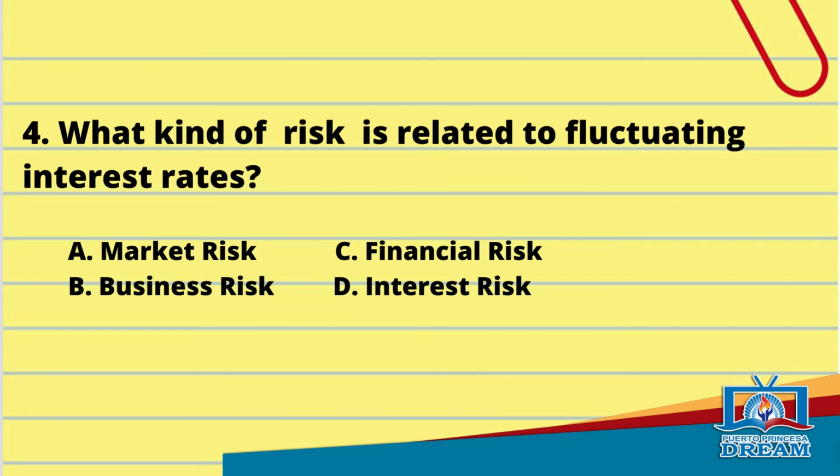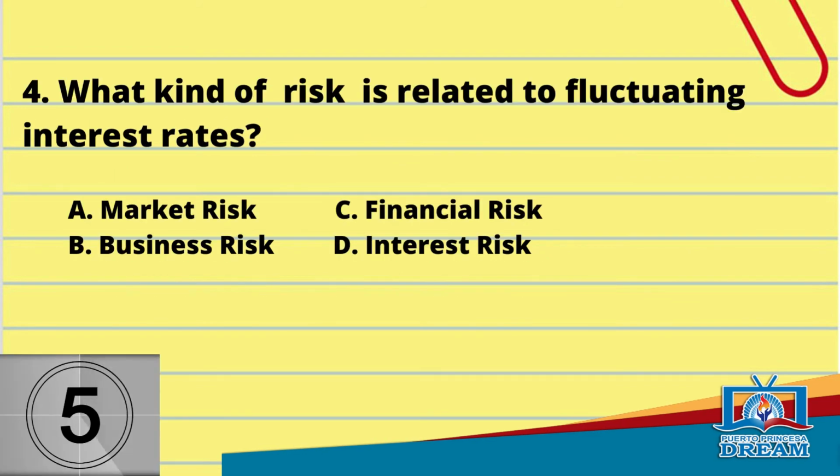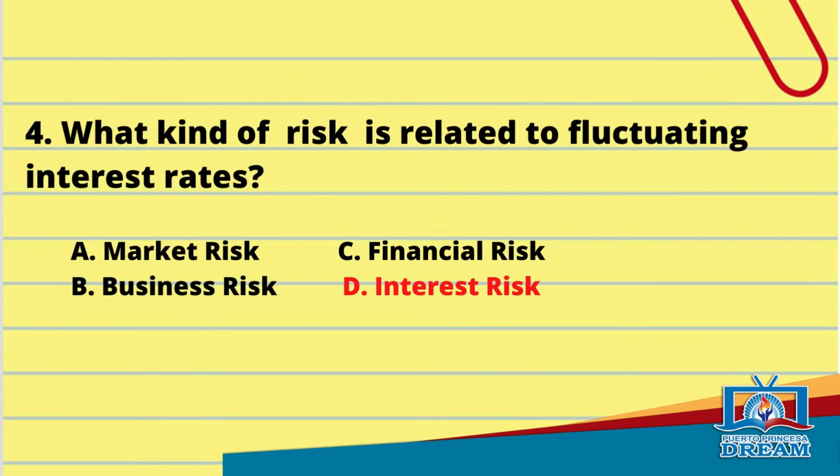What kind of risk is related to fluctuating interest rates? A. Market risk. B. Business risk. C. Financial risk. Or letter D. Interest risk. The correct answer is letter D.